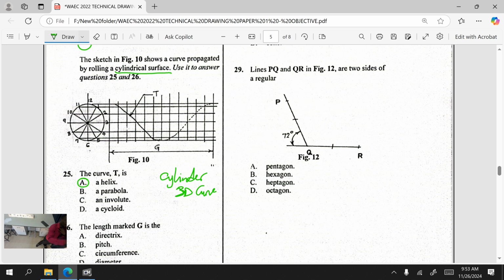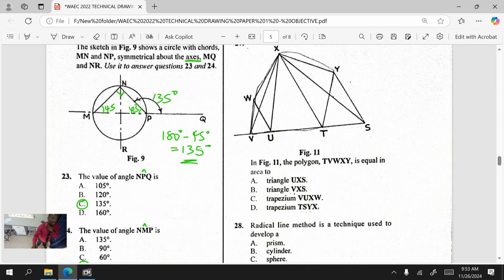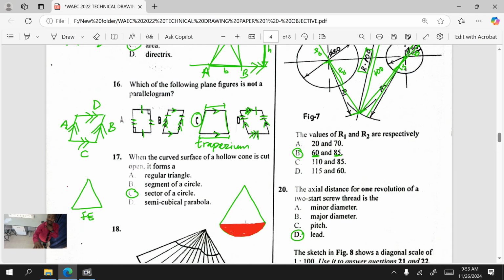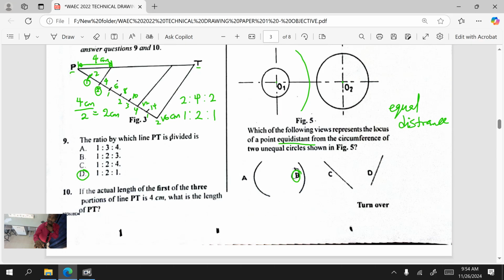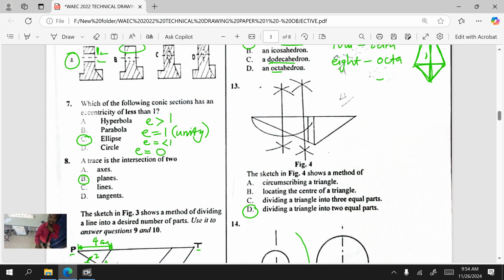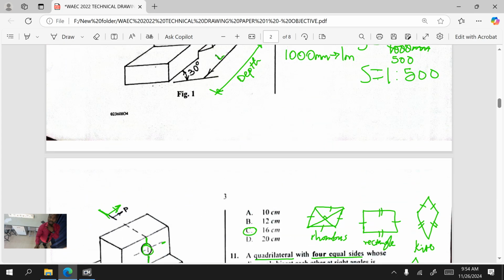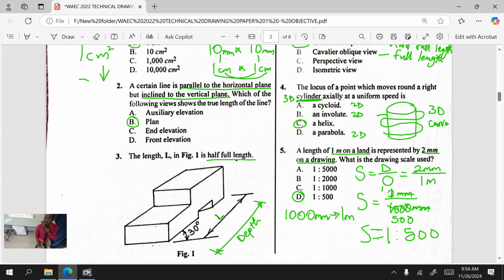It is an ellipse. Let me go back for you to see that we have answered this question before. This question, we're in question 25. So let me go back and see the questions we have answered when we talk about a 3D curve. Look at question number 4. The locus of a point which moves around a cylinder axially at a uniform speed is what? An ellipse. Can you see?